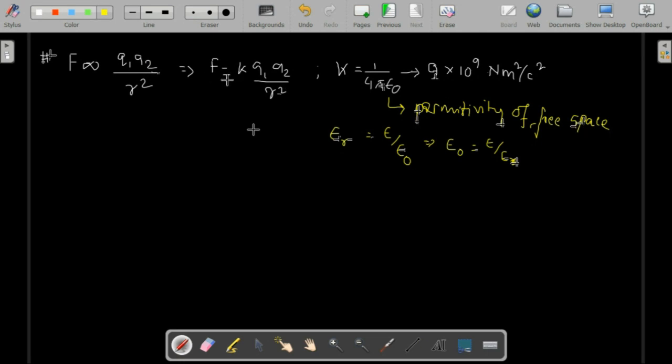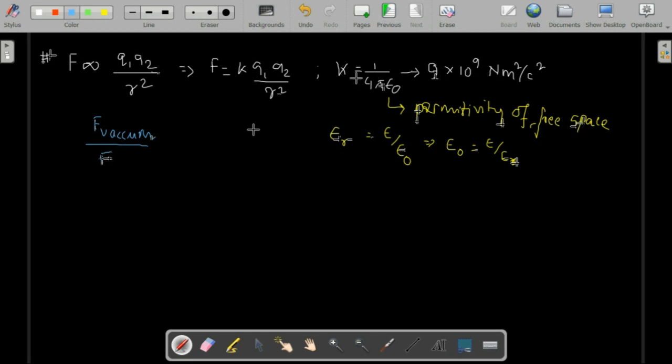But then we have to understand here that this is basically a vector quantity. So this is more or less a vector quantity. One more formula that we can keep handy: if we want to find the permittivity in vacuum, it is the force in vacuum divided by the force in the medium.